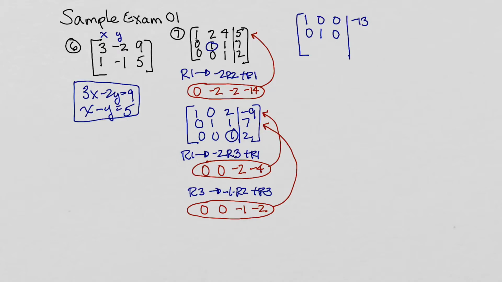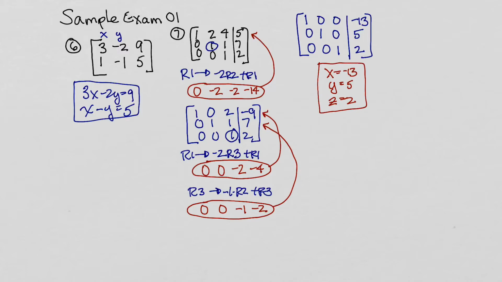And then our constants, we'll have a 7 and a negative 2. 7 plus negative 2 is 5. And our third row stays the same. That's the pivot row. So we'll have 0, 0, 1, and 2. And we can read off these solutions here. We're going to get x equals negative 13, y is 5, and z is 2.